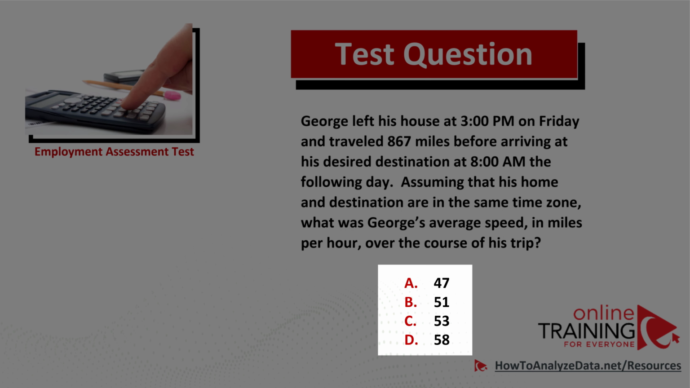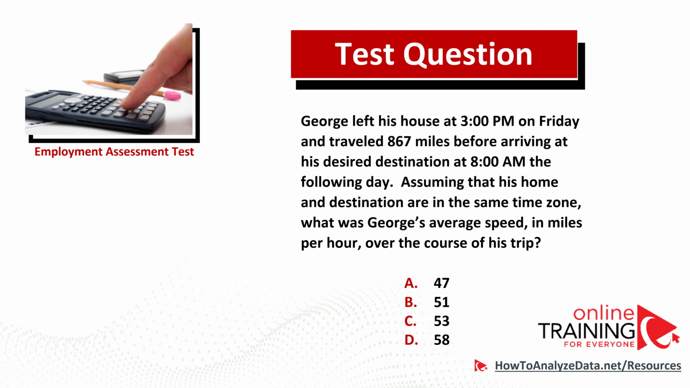And you have 4 different choices. Choice A, 47 miles per hour. Choice B, 51 miles per hour. Choice C, 53 miles per hour. And choice D, 58 miles per hour. Do you think you know the answer? Now might be the right time to pause this video to see if you can come up with the solution on your own before we jump to the solution.